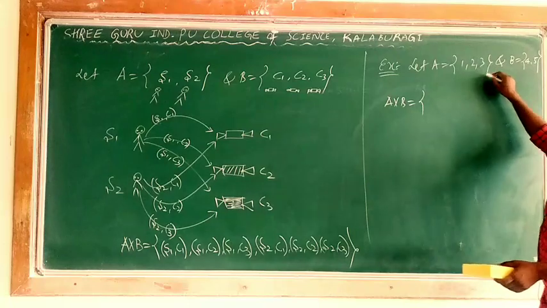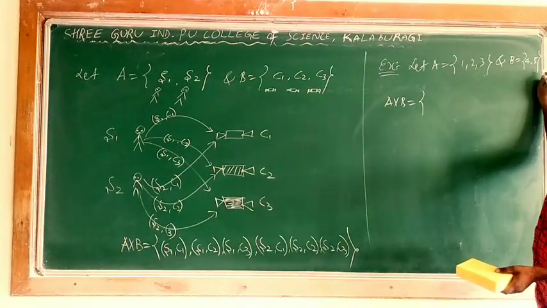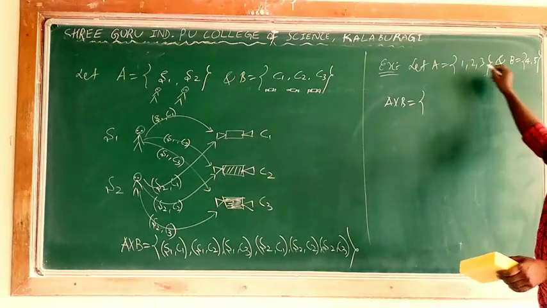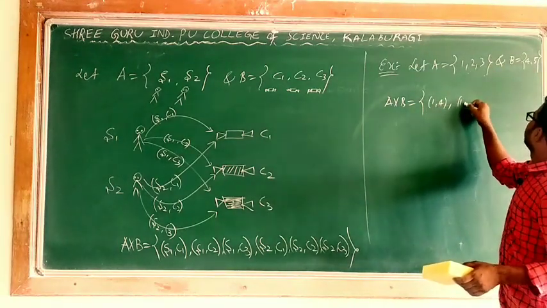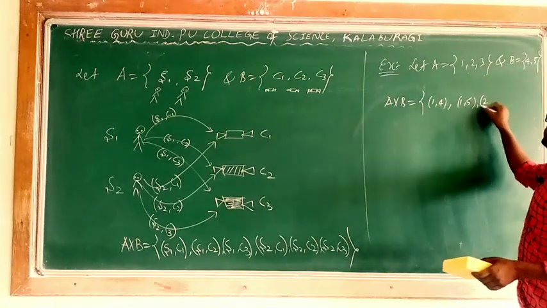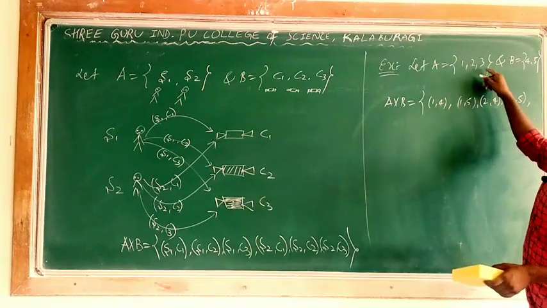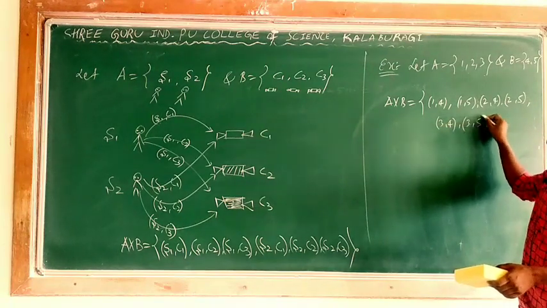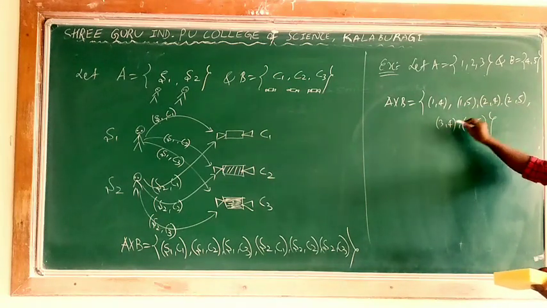Here also, A has 3 elements, B has 2 elements. How many possible ordered pairs can we find out? 3 into 2 is 6 ordered pairs. What are those? 1, 4, then 1, 5: 1 with all the elements. Then 2, 4, 2, 5. Then 3, 4, 3, 5. Yes, 1, 2, 3, 4, 5, 6.